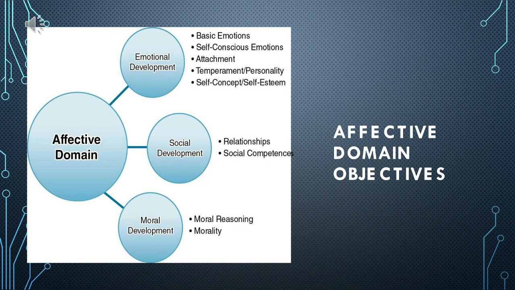The affective domain's objectives are the following. First, emotional development talks about basic emotions, self-conscious emotions, attachments, temperament and personality, and the self-concept or self-esteem. The second is social development, which talks about relationships and social competencies. And the last one is moral development, which talks about moral reasoning and morality.